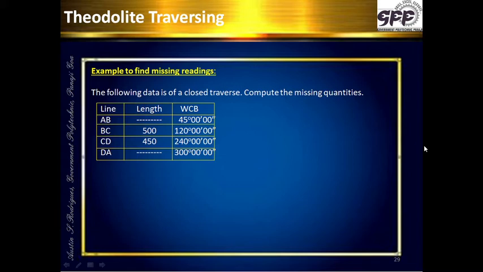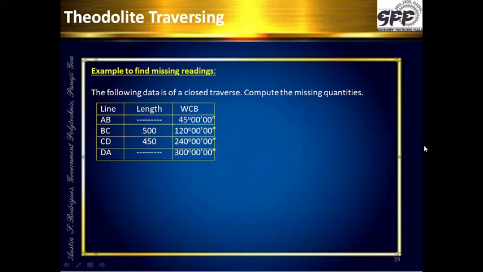Now, when does this happen that we don't have the lengths? It may be that the chaining is not possible, but finding the angle was possible. It could be a case of maybe there is a pond or a river in between the two stations, because of which finding the length is not possible. So maybe there are two lines of which finding the lengths was not possible, but the angles are given, and it has been told to us that it is a closed traverse.